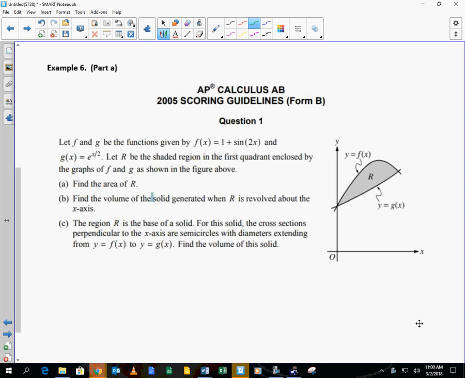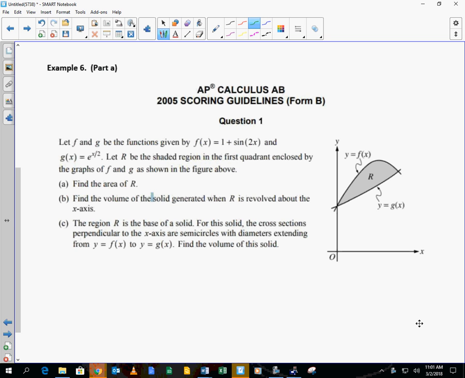Calculus problem from the exam. I want you guys to know that when you get to the AP Calculus exam, you have two parts. You have a multiple choice and you have a free response. The free response is worth 50% of your grade overall. You will have 6 questions from the free response.